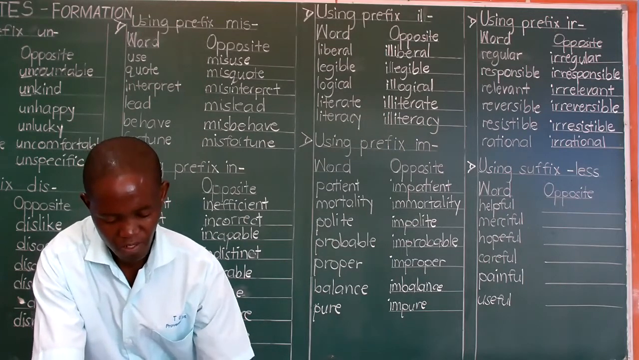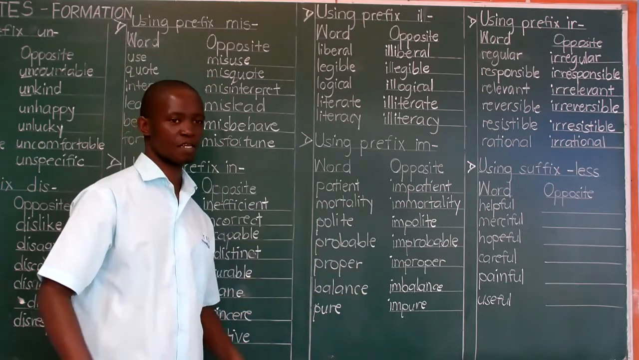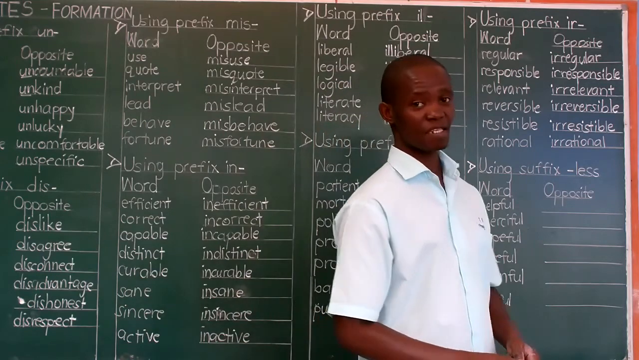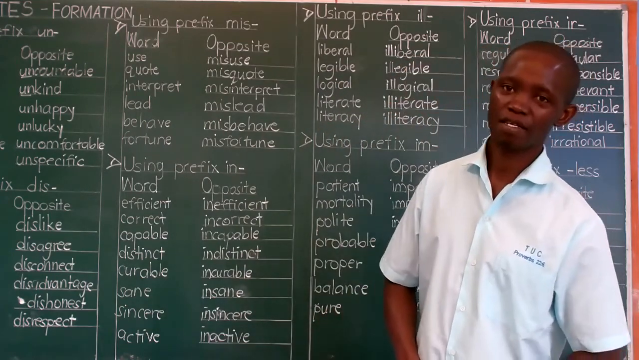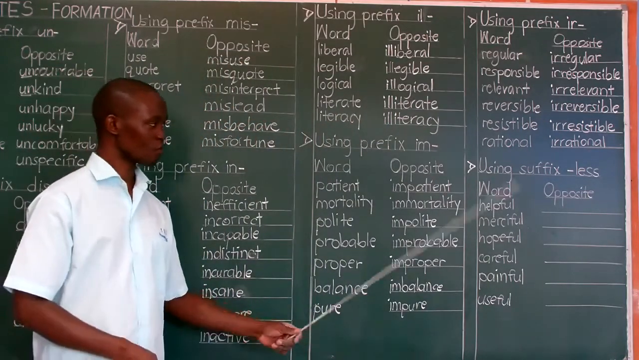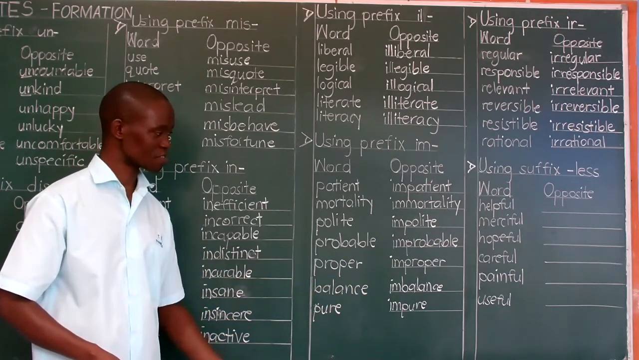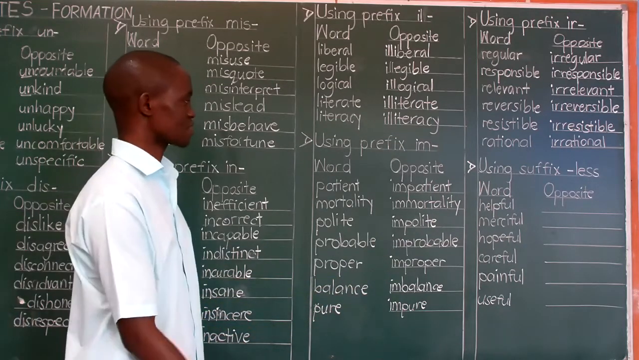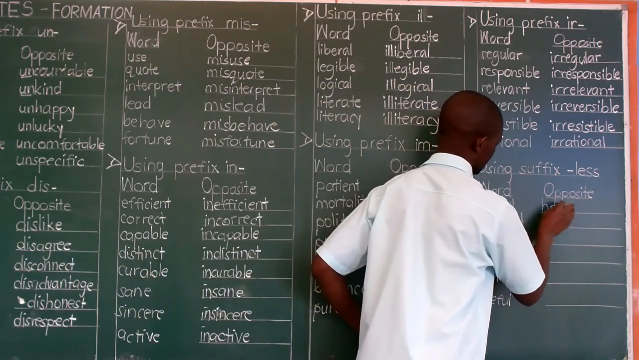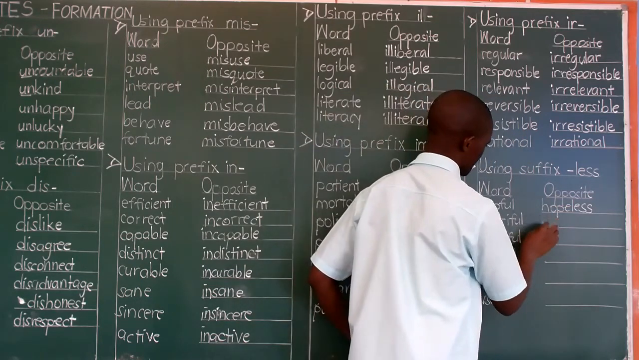Last category of words that are changed to opposites, but this time we are using a suffix, not a prefix. And the suffix is less. At the very beginning of the lesson, the teacher defined the suffix as a letter or group of letters added to the end of a word to change its meaning. And in this case, we are using the suffix to change the meanings of different words into opposites. Yes. Hopeful changes to hopeless. One word, hopeless. Merciful, merciless.